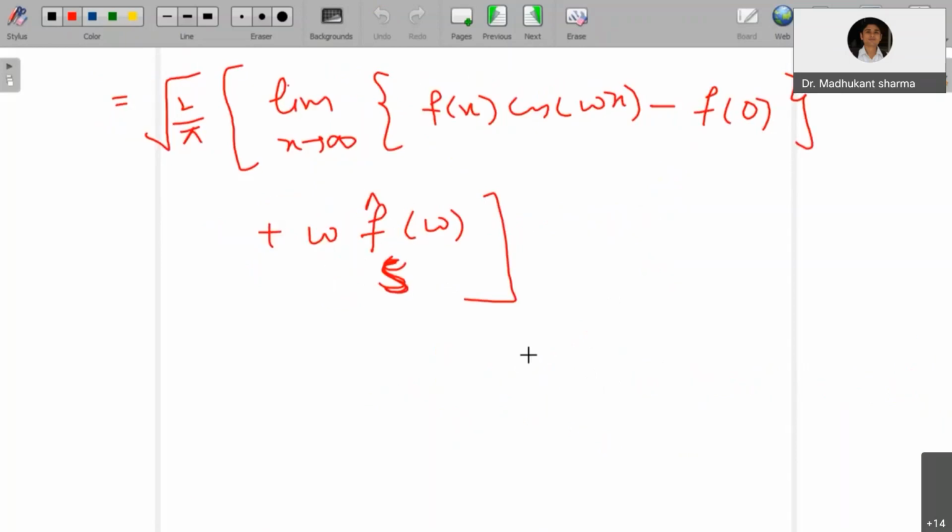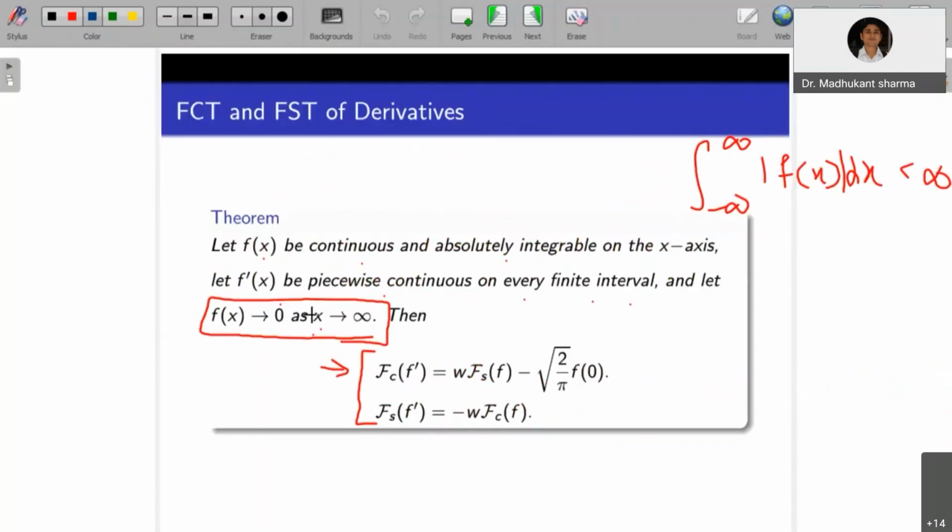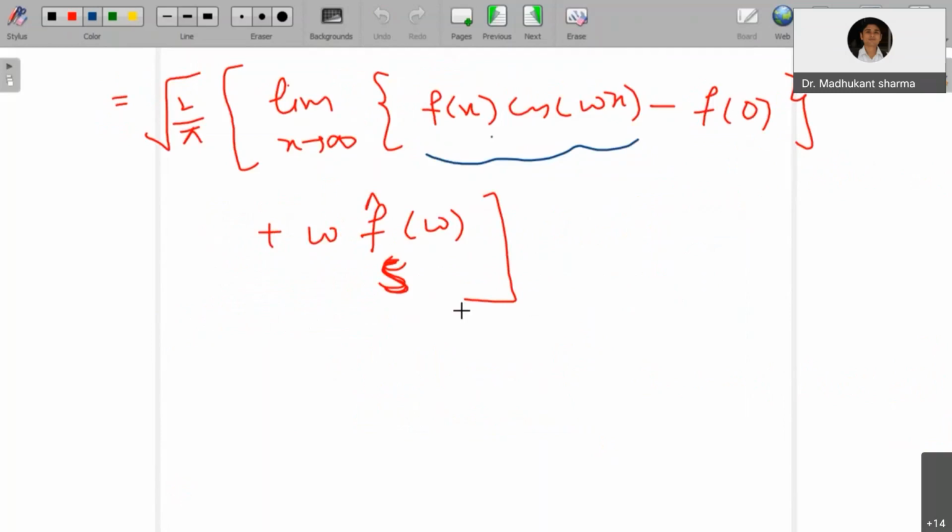Now, what will happen to this? As x tends to infinity, since the cosine function is bounded between -1 and +1, you can use the sandwich theorem. That says that f of x times cos wx will tend to 0 as x tends to infinity. Why? Because this condition is given to you. This is required: f of x tends to 0 as x tends to infinity. So I'm going to use that condition now.